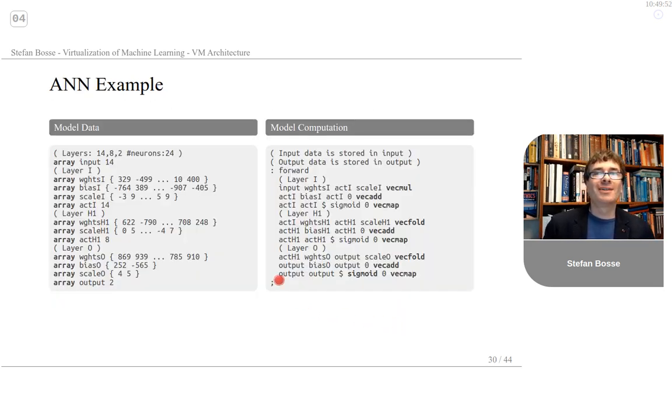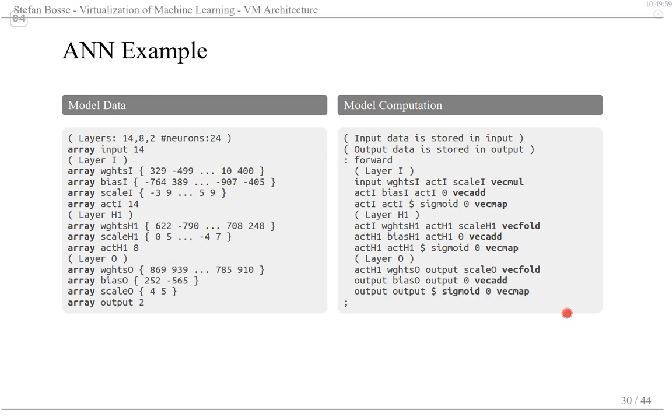Here you see an example, and this is all you need to specify an artificial neural network in REXA VM in the Forth programming language, or modified Forth programming language. Here we have the data part. It's one program, of course, but this is the data part with all the arrays. Here we have initialized parameter arrays like weights, biases, scaling factors, and so on, and non-initialized data like the input, the activations of each layer, and so on.